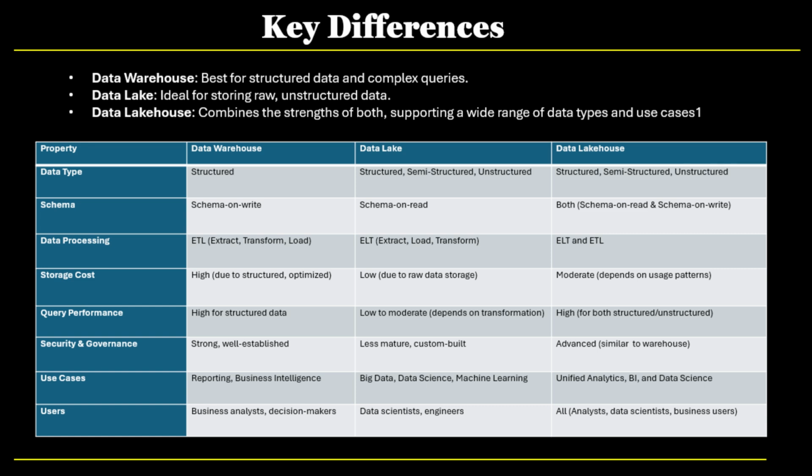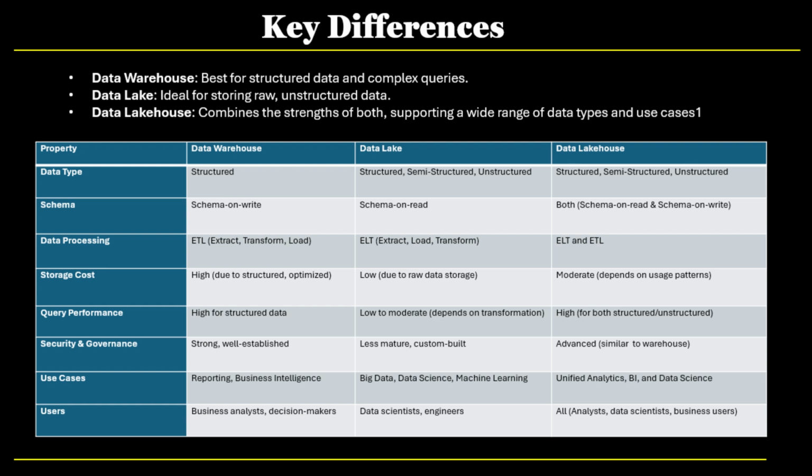Query performance. Data warehouse, high performance for structured data. It's optimized for fast queries and reports. And data lake, low to moderate performance because querying raw and unprocessed data takes time and effort. And coming to data lakehouse, it's high performance for both structured and unstructured data, combining the strengths of both systems.